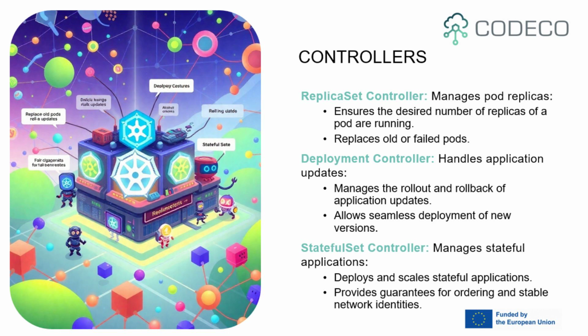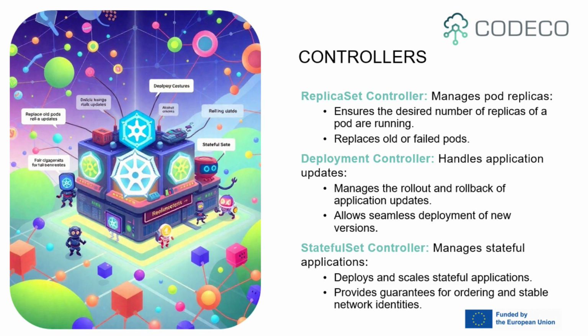Some key controllers include the replica set controller, which ensures the desired number of replicas of a pod are running and replaces old or failed pods. The deployment controller manages the rollout and rollback of application updates, allowing you to seamlessly deploy new versions of your applications. The stateful set controller manages the deployment and scaling of stateful applications, providing guarantees for ordering and stable network identities.